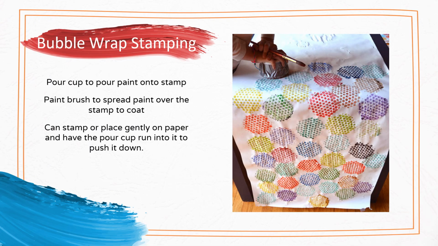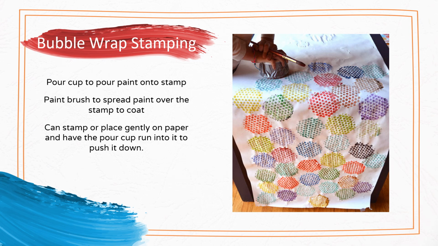Bubble wrap stamping. I've made one of those big stamps like you see in the picture there. I put paint into the pour cup, then turned the stamp upside down and had them pour the paint on there. Then I'll spread it, or if this was a teamwork assignment, I'd have another student spread it around with a paintbrush and then turn it around.